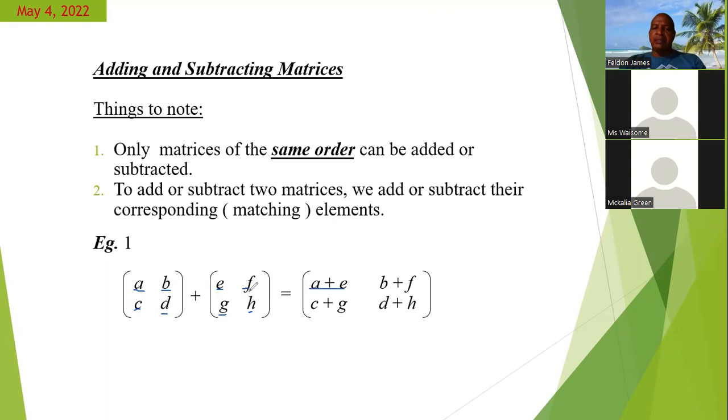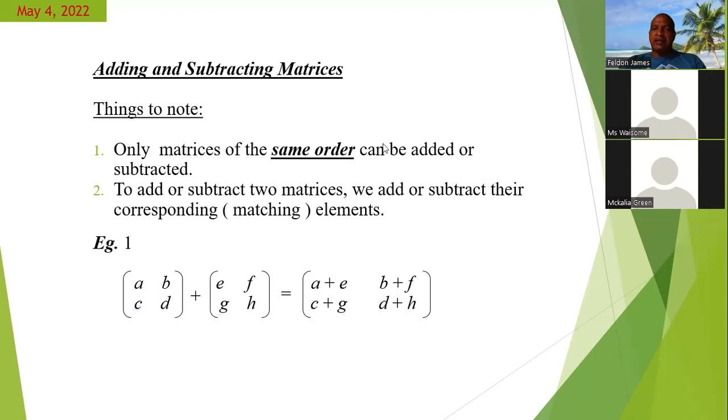Then we're adding B plus F to get the next corresponding result. Then we're adding C plus G to get the corresponding element here. Then we're adding D plus H to get this corresponding element here. Right, so that's the way we add matrices. So adding matrices is pretty straightforward.